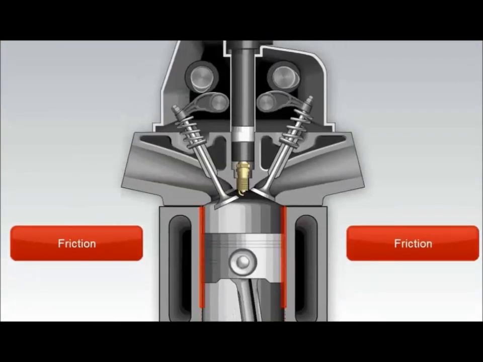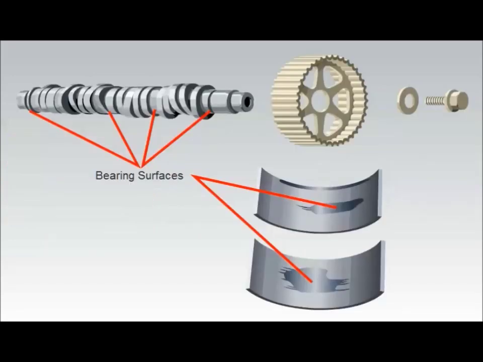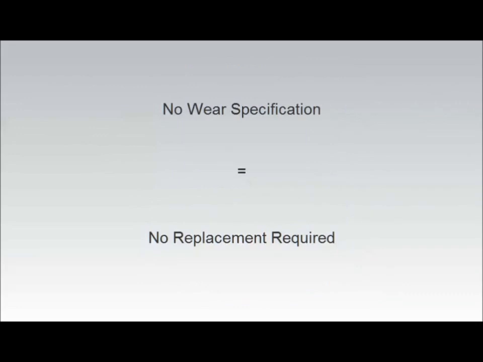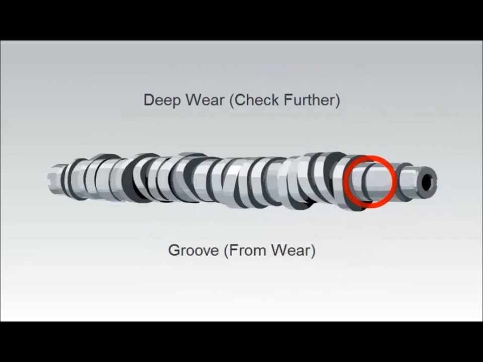As you know, engine wear occurs due to internal friction. While oil greatly reduces friction inside the engine, cold startups, mileage, and poor maintenance all lead to wear. During a visual inspection, check for wear at the bearing surface of each component. Even wear across the bearing surface points to normal wear. Parts that exhibit normal wear without a wear specification typically do not require replacement. If the wear pattern is uneven or noticeably deep, perform the check shown in the following sections.